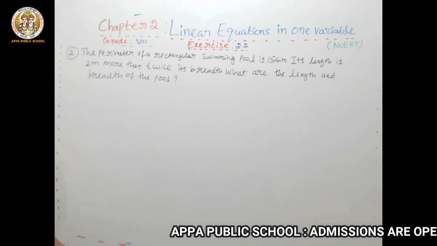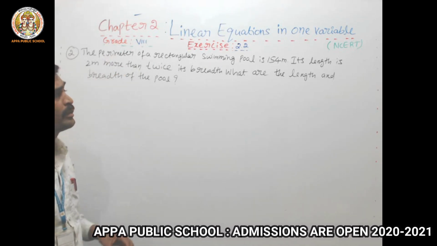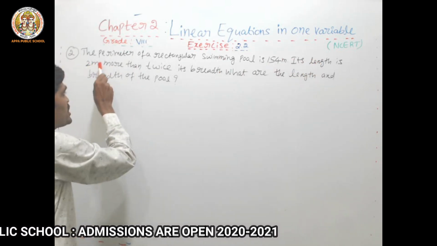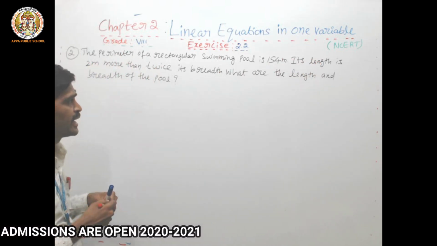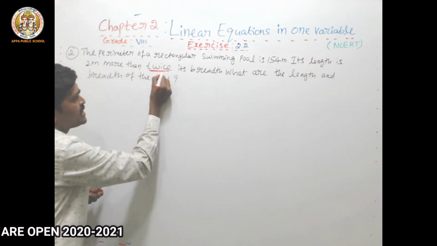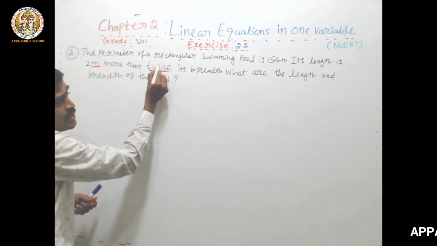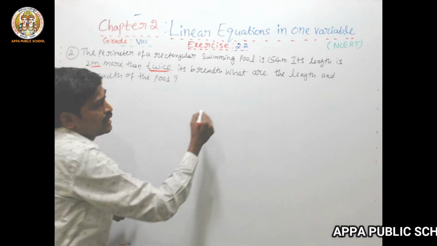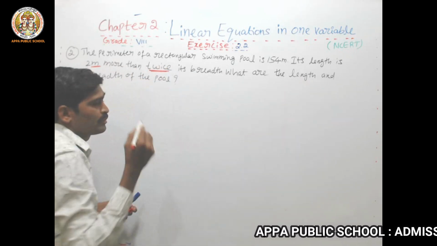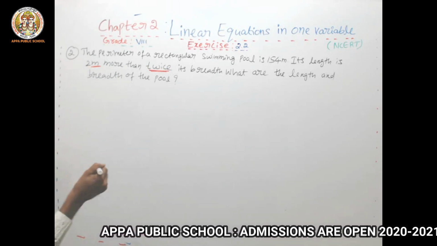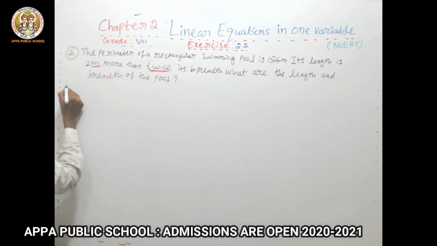See, my dear students, the perimeter of a rectangular swimming pool is 154 meter. Its length is 2 meter more than twice of its breadth. Then what are the length and breadth of the pool? Very interesting problem, and from an exam point of view, this is a very important question. Maximum time this question is repeated.